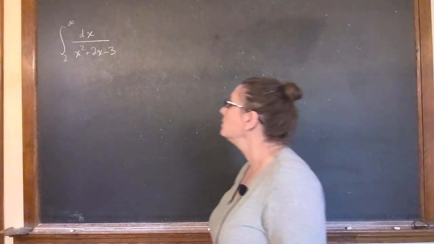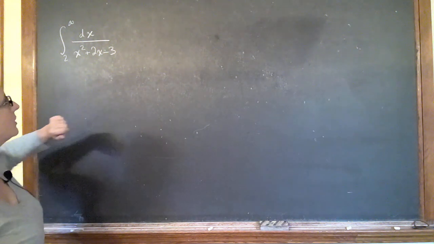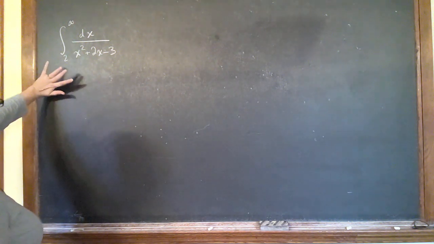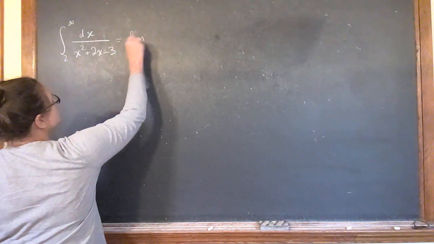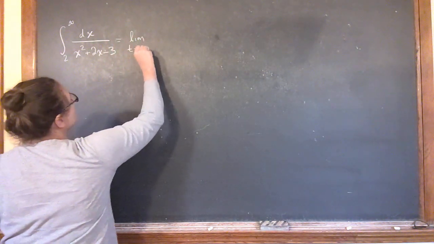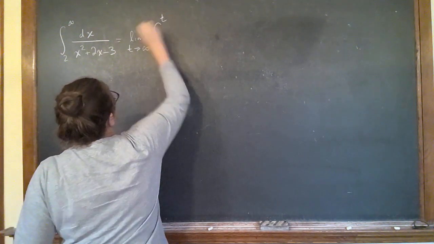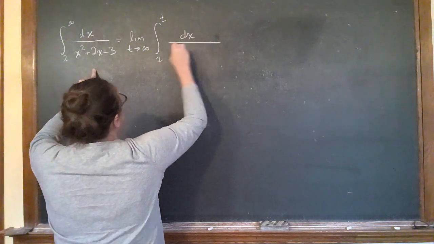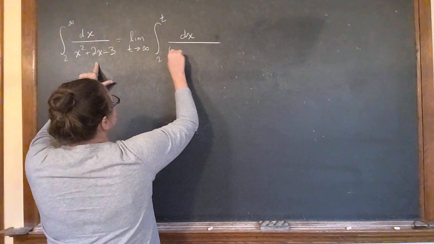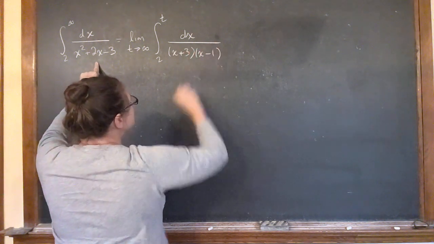So in this example, you'll see we're going to have to do partial fractions. Let's just write it up properly first. We want to write it as a finite integral, so I want to put my t in there. By the way, it is tempting not to do that, I know, but you really should. It's the correct way of writing this thing. And once I do this, this is going to be x plus 3, x minus 1.